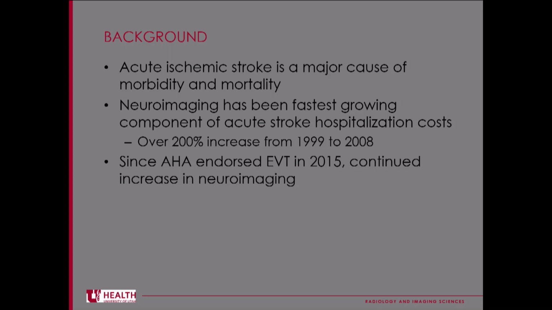And a lot of this has really been accentuated by the fact that about 7 years ago, the American Heart Association endorsed endovascular therapy, specifically mechanical thrombectomies in the setting of acute stroke. So this has really made neuroimaging in particular the cornerstone for stroke care. It is how we triage patients, and it's a very critical portion of stroke care.